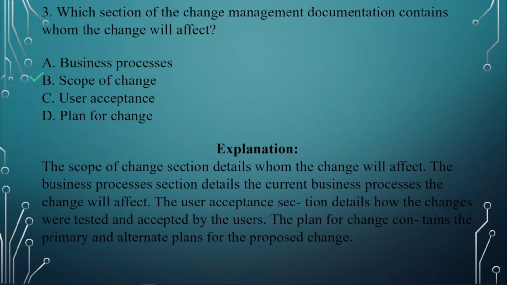The answer here is B. Scope of change. So, the scope of change section details whom the change will affect. The business processes section details the current business processes the change will affect. The user acceptance section details how the changes were tested and accepted by the users. And the plan for change contains the primary and alternate plans for the proposed change.